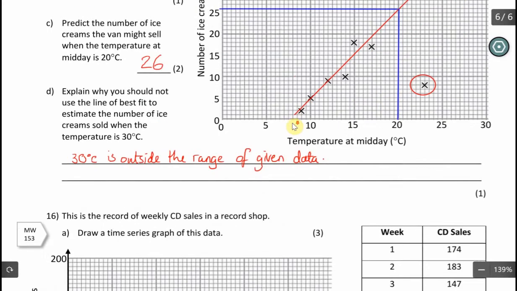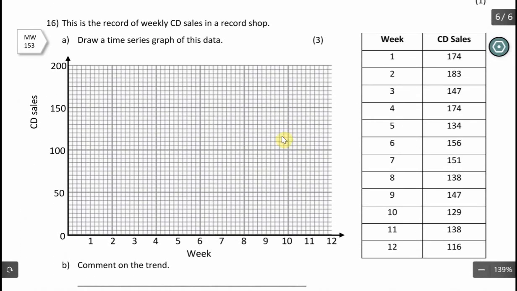Okay, number 16. This is the record of weekly CD sales in a record shop. Draw a time series graph of this data. So a time series graph is just a line graph where the horizontal axis just represents time, that's all. So it's very easy to do. Week 1, 174 CDs were sold. So that would be 175. So it's just below that.